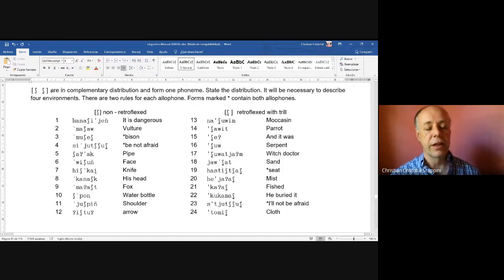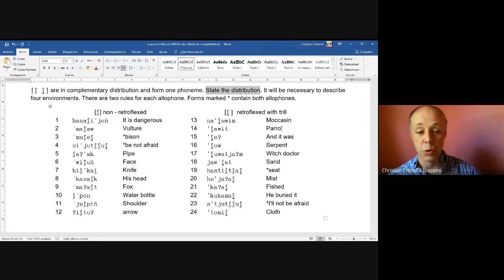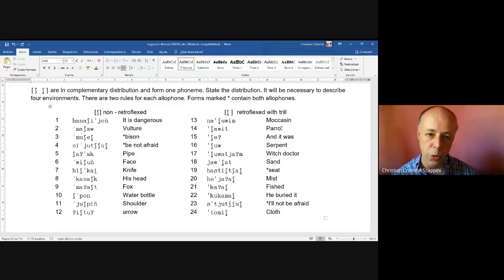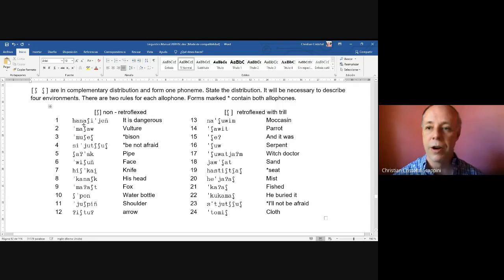Let me continue reading the instructions. They are in complementary distribution and form one phoneme. State the distribution. What does state the distribution mean? It means write the rule as I was doing. Write the rule. And then it says it will be necessary to describe 4 different environments. There are 2 rules for each allophone. Forms marked with a star contain both allophones. Very good. So there are 4 different environments, it says.